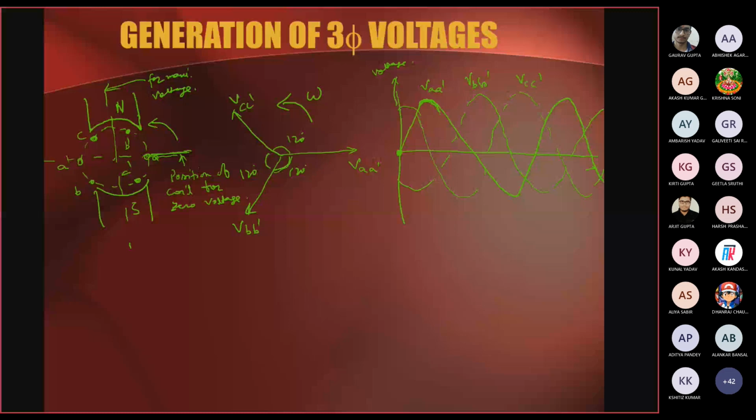Since the coils we have considered are identical, the generated voltages will have the same magnitude, but there will be a phase difference of 120 degrees between the generated voltages in each coil, right? Also, it can be seen that the three generated voltages reach their peak or maximum values in the order VAA dashed, then VBB dashed, then VCC dashed. So the phase sequence here will be A, B, C.